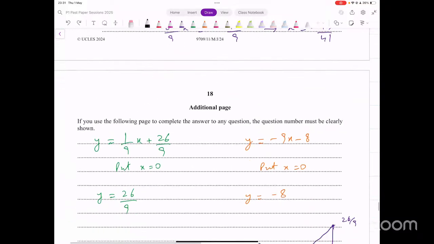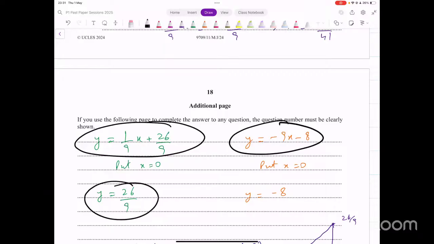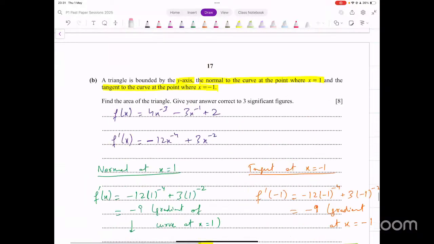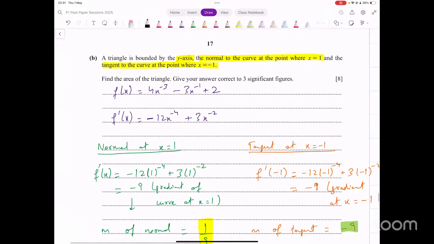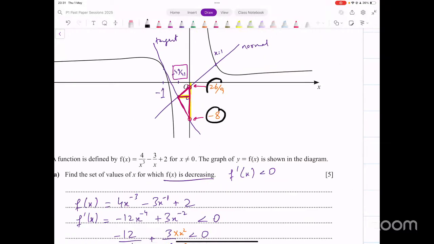You have the equation of the normal and the tangent. You put x equals 0 in both of them. That gives you the y-intercept for them. 26/9 and -8. Okay, so we get the y-intercept. The y-intercept turns out to be -8 for the tangent, 26/9 for the normal.